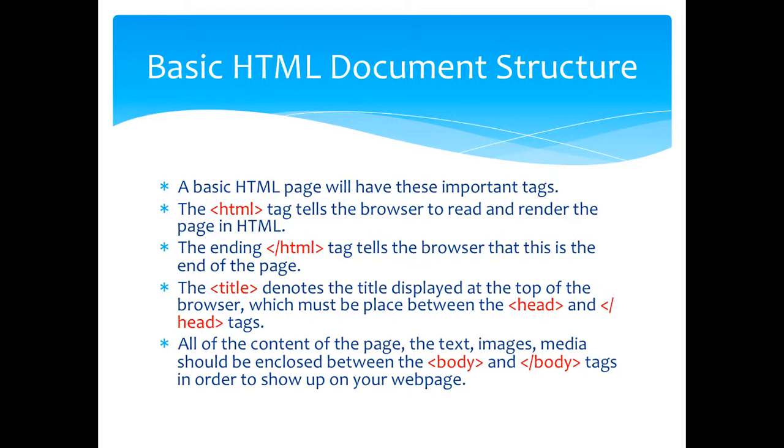The HTML tag tells the browser to read and render the page in HTML. Like I told you at the beginning, HTML tells it this is HTML language, read it as HTML language. The ending HTML tag tells the browser that this is the end of the page. The title tag denotes that the title displayed at the top of the browser should be placed at the top, reading between the head tags. If you don't place it between the head tags, it won't show up at the top of the browser. All of the content of the page, the text, images, media, should be enclosed between the body tags in order for it to show up on your web page.